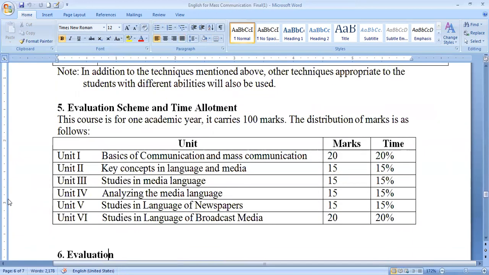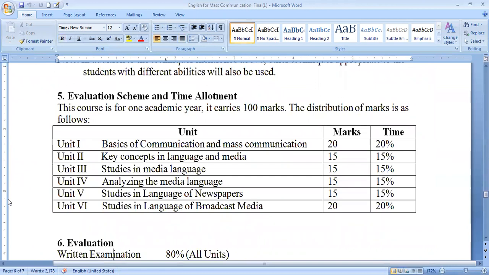Then let's discuss the evaluation scheme and time allotment under this course, mass media and communication. This course is for 1 academic year. It carries 100 marks. That is, it has both theoretical and practical aspects, as 80 marks will be theory and 20 marks will be practical. So now let's discuss unit-wise marks.